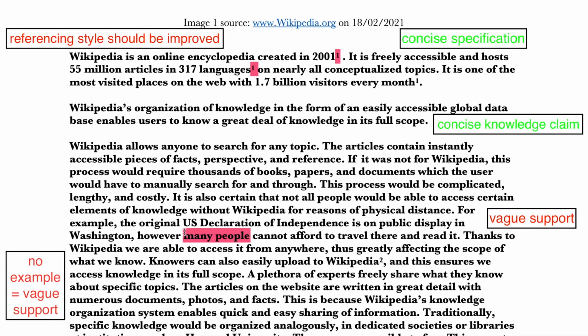"Many people" is vague support because it's not really referring to any specific group of people or a person that we may identify and use as an example. So the examiner said I should have written, for example, one specific person, for example, myself, or a group of people who cannot travel there. Just naming them would make this more specific.